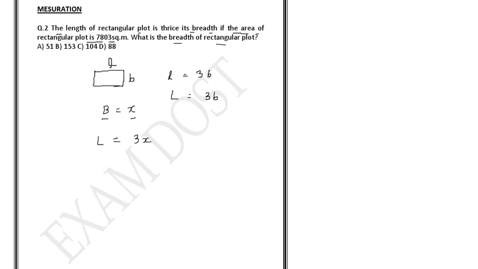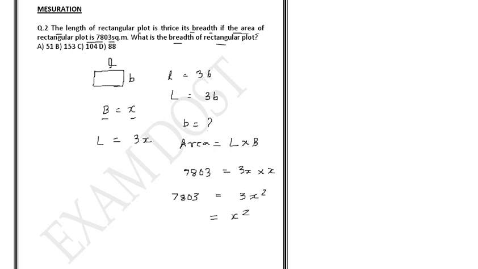Now you want to calculate the breadth. You have the area, which is length into breadth. So area is given, which is 7803, equal to length, 3x, and breadth, x. So this is 3x into x, which is 3x square, equal to 7803.